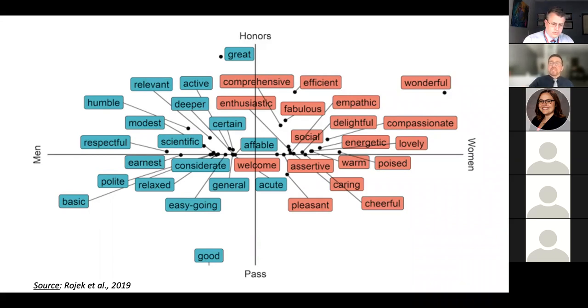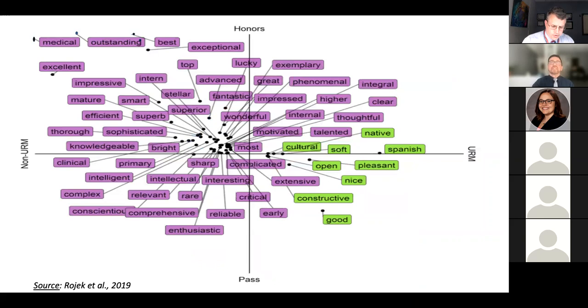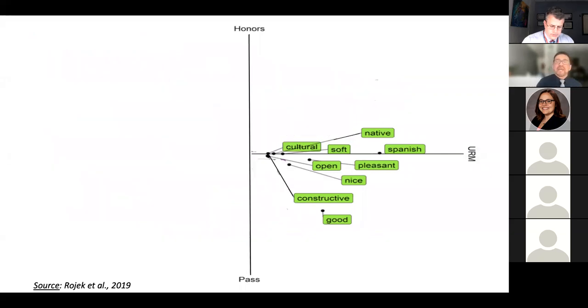I'm going to move on to the next, which is looking at URM versus non-URM. So this chart looks a bit different from the last one in that there's a lot more adjectives on the left side than there is on the right. So again, I want us to look at what we have on the right side, those describing those who are underrepresented in medicine. What are you seeing here?